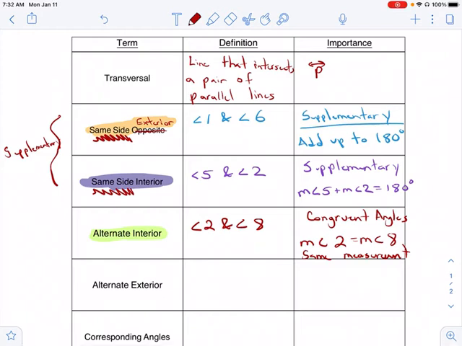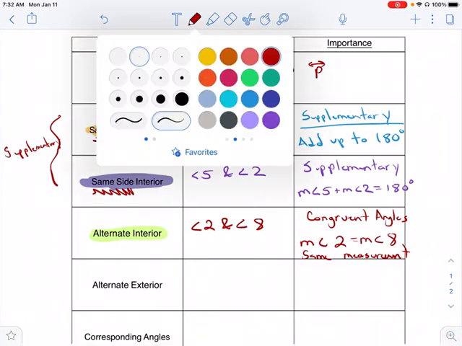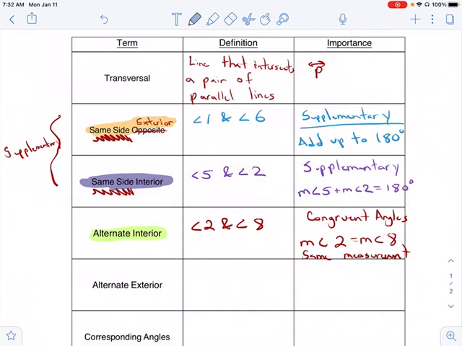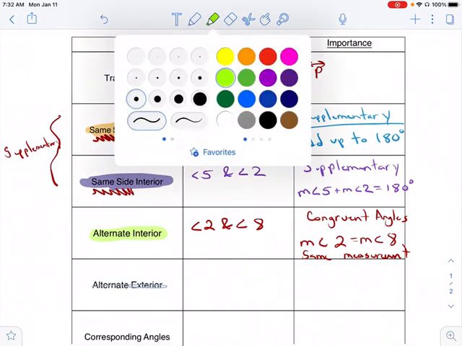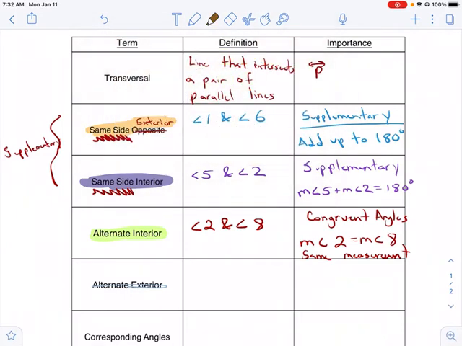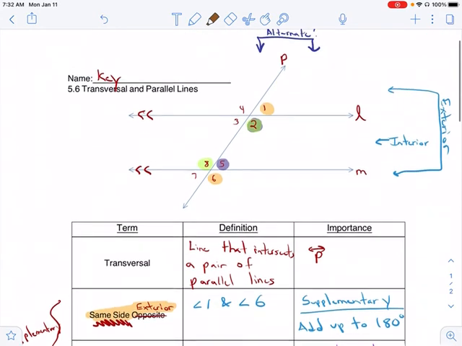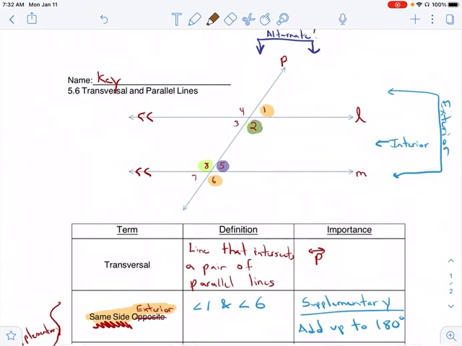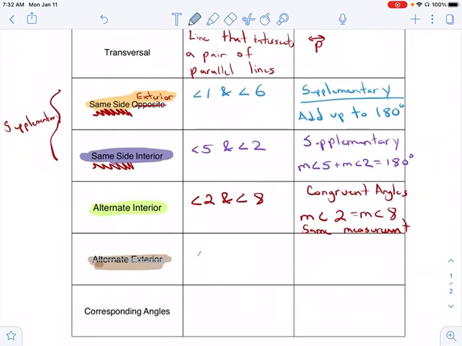And then alternate exterior. Grab another color that maybe we haven't used before. Alternate exterior angles would be on opposite sides of my transversal and outside. So that would be like 4 and 6. And these are also congruent.